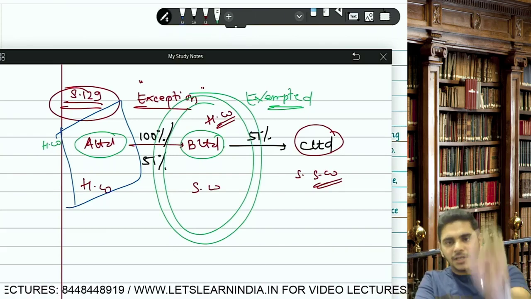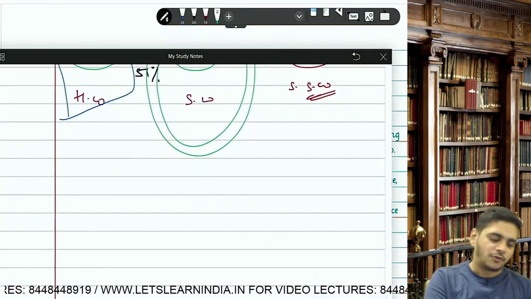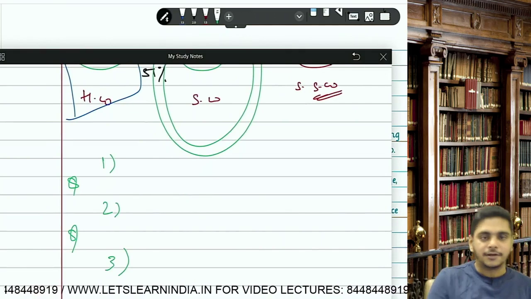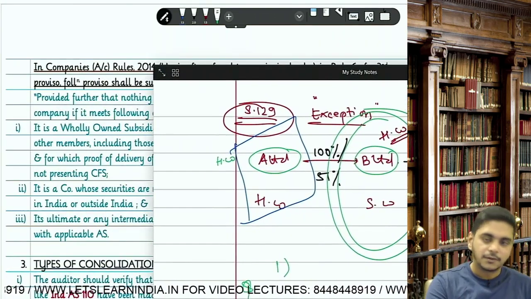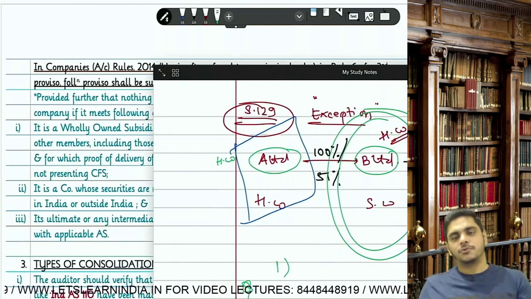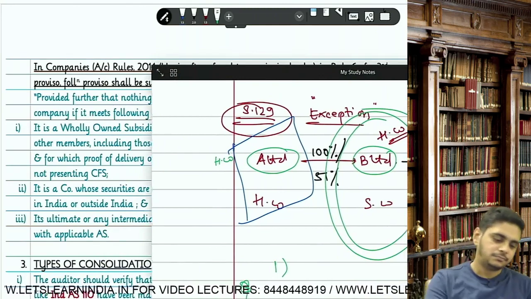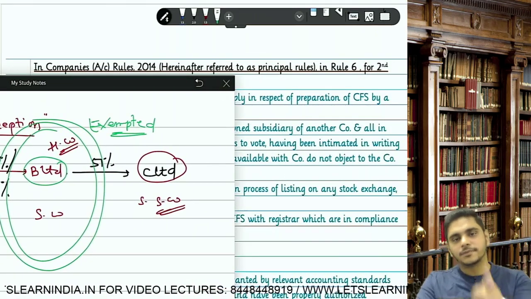So it says B, if you want exemption, you have to follow 3 conditions. Again we do this, okay? Listen. If A and B is there, who will do the conso? Sir, A Limited. If B and C is there, who will do the conso? Sir, B Limited.